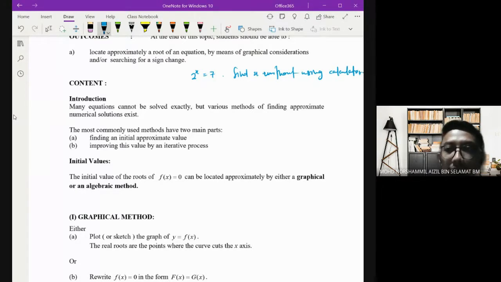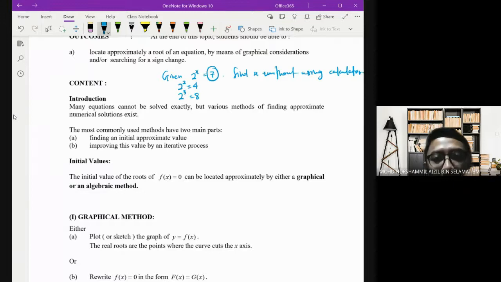Okay. Let's say this is the question. Given 2 power of x equals to 7, find x without using calculator. In this method, you knew already that 2 power of 2 is 4, and you knew already that 2 power of 3 is 8. Got the idea? But the one that you want is 7.